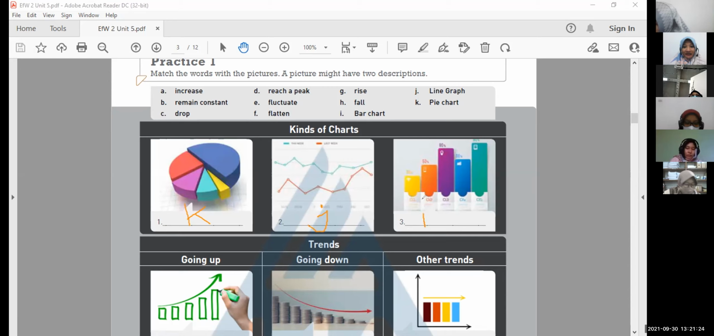So now we have finished with the kinds of charts. Most of the time people use these 3 types of charts: pie chart, line graph, or bar chart. You can simply use the one that you are comfortable with. So K, J, and I. Let's continue with the trends. I will clear them all and go to the trends.